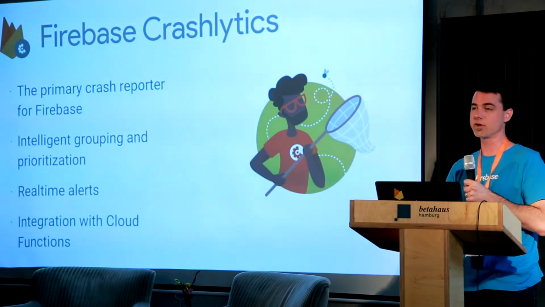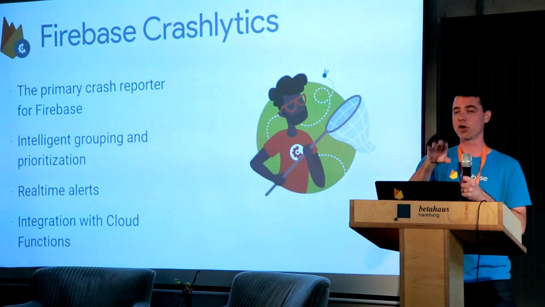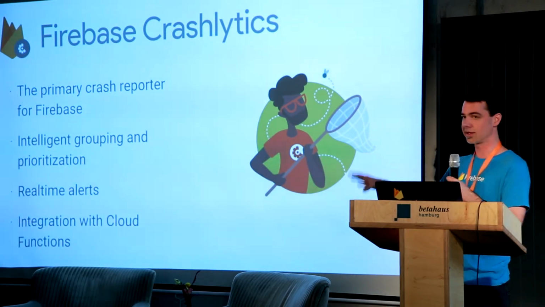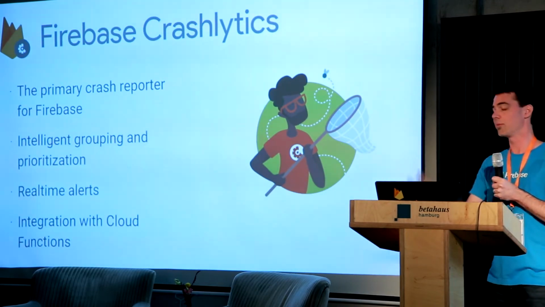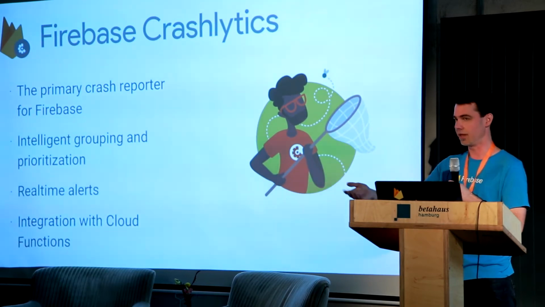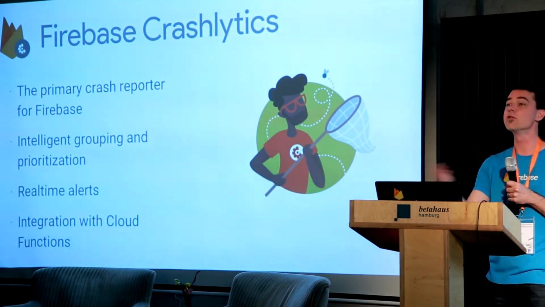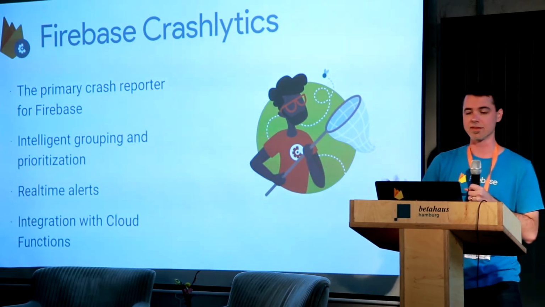And on top of that, you can integrate with Cloud Functions. So if your app crashes, you can write a trigger in Cloud Functions. So you're writing JavaScript code to deal with the information from that crash. You could turn around and send an FCM for yourself, or send an email, or do something in addition to the real-time alerts. And I think that's pretty cool.